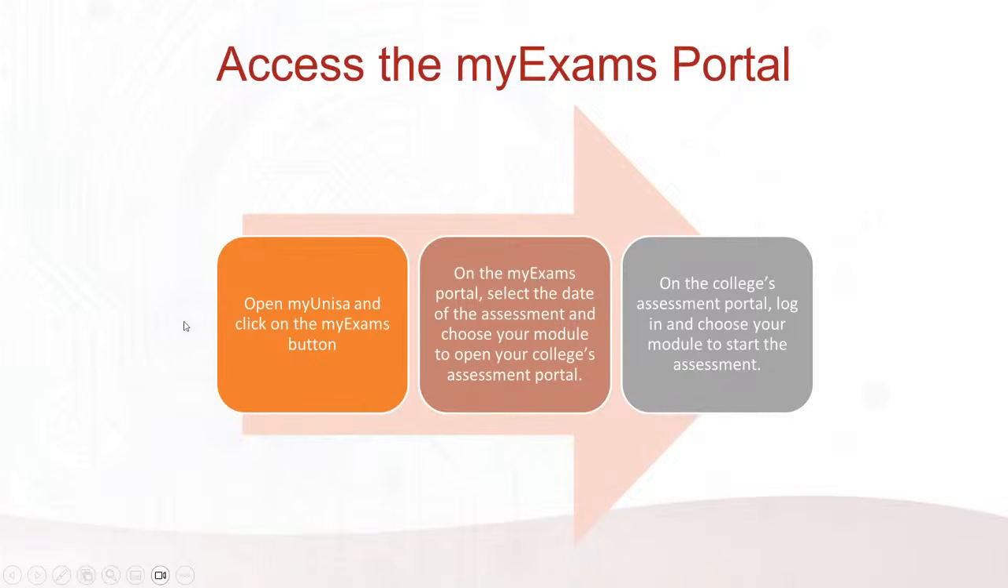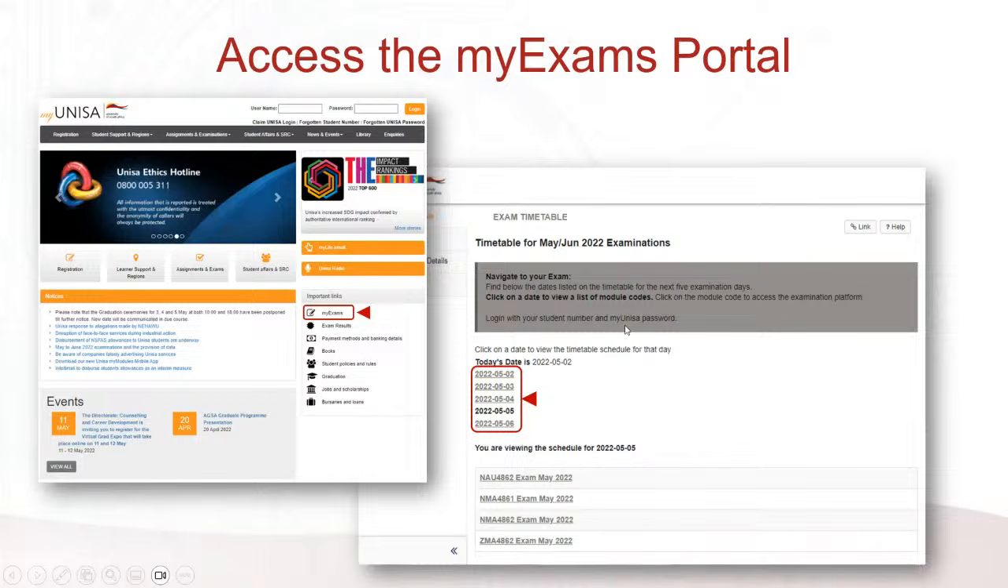So accessing your online exams is very easy. You go to myUnisa, you click on myExams. On the myExams portal, you select the date and then your module. And this will open up your college's instance. So that's why it's sometimes important to know which college you're part of. Are you part of the College of Science, Engineering and Technology, or are you part of the College of Human Sciences? Because each one has their own portal, but luckily you don't need to worry about it, though you'll notice it in the URL. So on the college assessments portal, you log in using your myLife email and password, and then you can access your assessment.